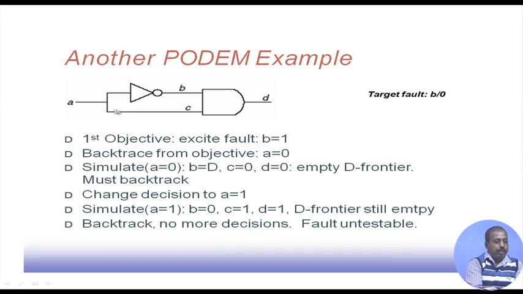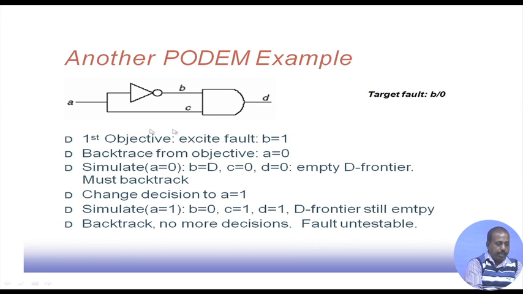Another example may be like this, where the first objective is to excite the fault b stuck at 0 that you want to detect. So we have to excite the fault, b equal to 1. So we backtrace from this objective, and when we backtrace to the primary input, we find that a has to be set equal to 0. Then we simulate with a equal to 0, and accordingly we find that b is getting D, c is equal to 0 and d equal to 0, and then the D frontier becomes empty.